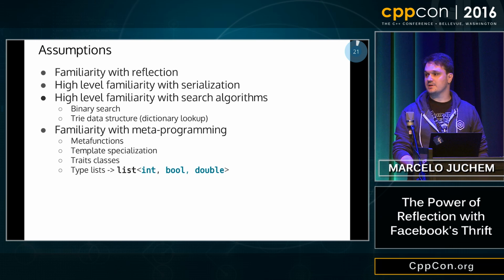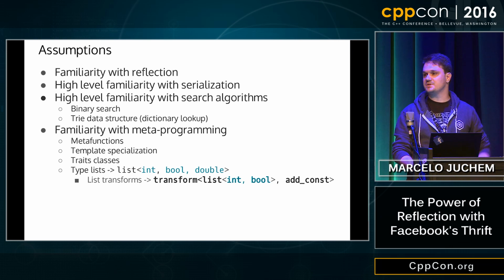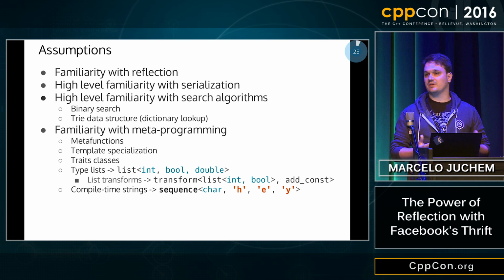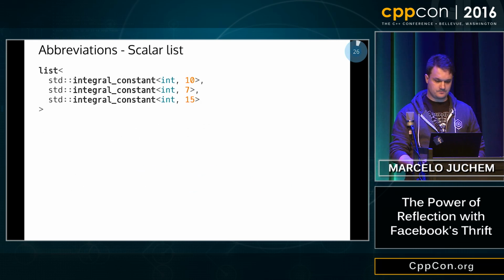This is basically what a type list will look like in these slides. List transforms, basically how to apply a metafunction to every single element of a list. And we also have compile-time strings, which is basically a type that represents a string. This is not a runtime string that is allocated somewhere, it's just a type. Usually a variadic type, that's what we have in our implementation.